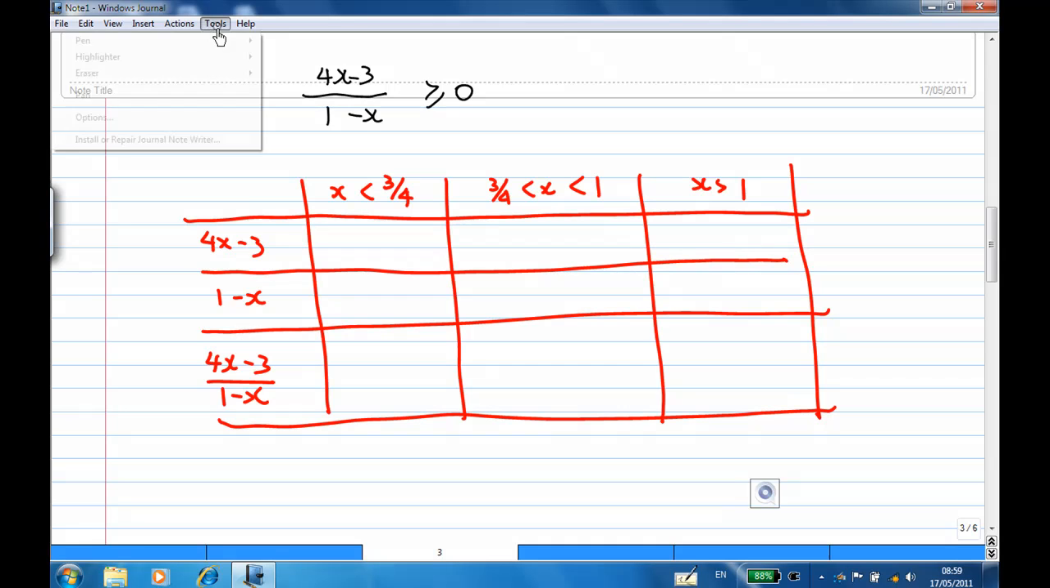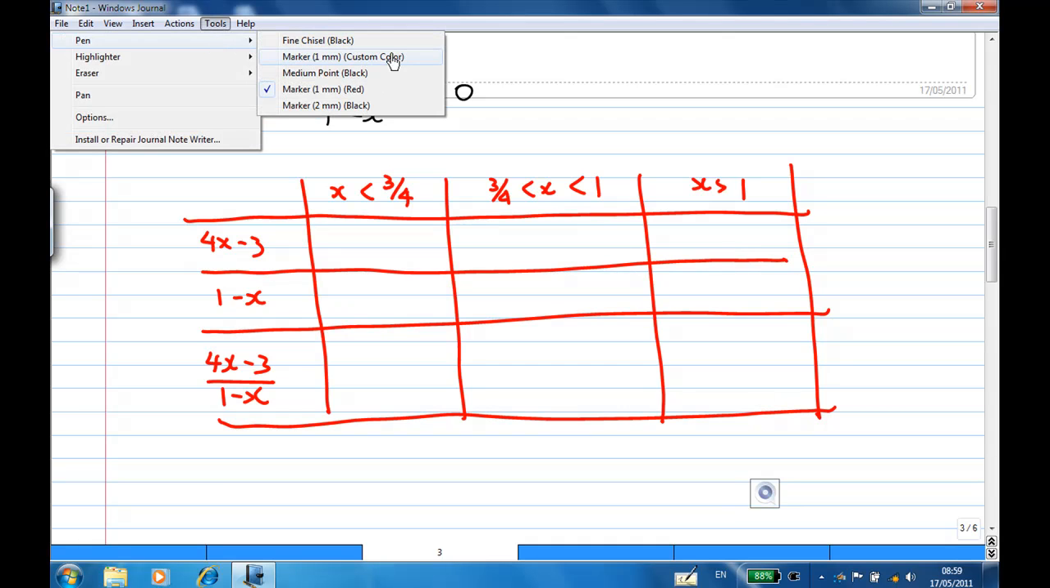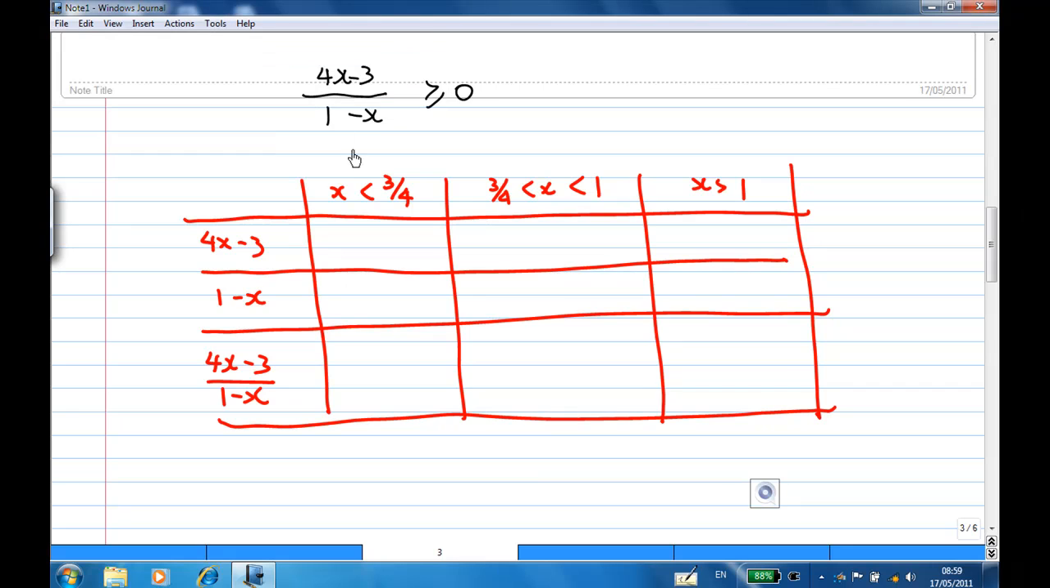So let's pick some values and find. If I have x less than 3/4, for example x equals 0, what will happen to 4x minus 3? Now 4 times 0 minus 3 is minus 3, which is negative. How about 1 minus x? When x equals 0, it is positive. So 4x minus 3 over 1 minus x will be negative over positive, and this is negative.